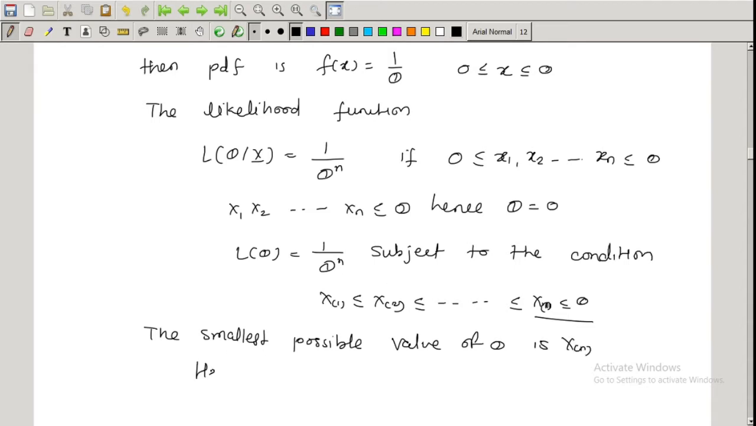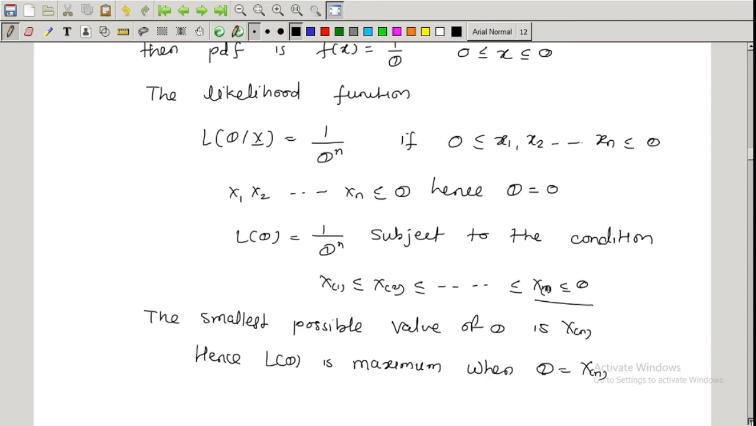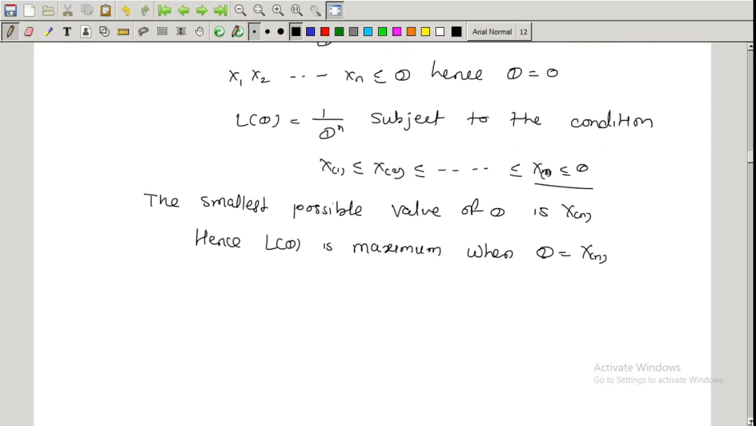Hence L of theta is maximum when theta is equal to x order n. Hence x order n is the MLE of theta. X order n is maximum likelihood estimator of theta. So in this way we find the MLE when support of the distribution is function of theta.